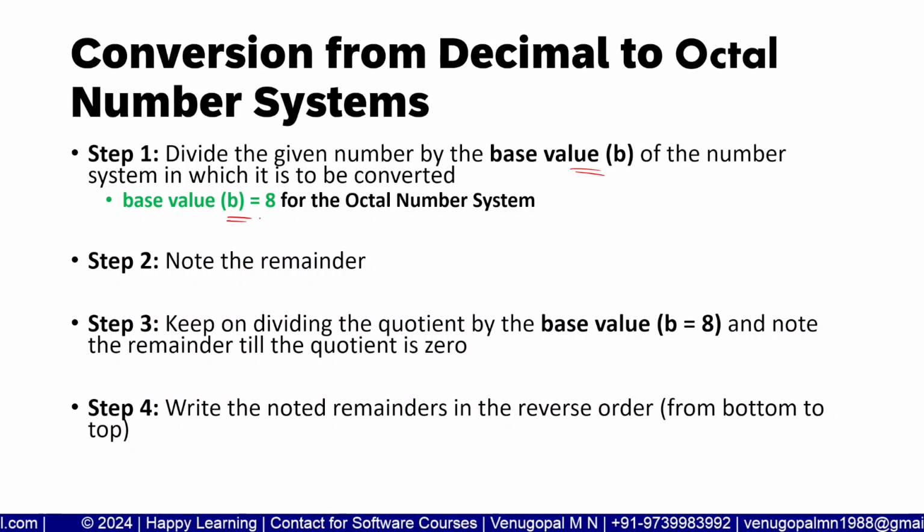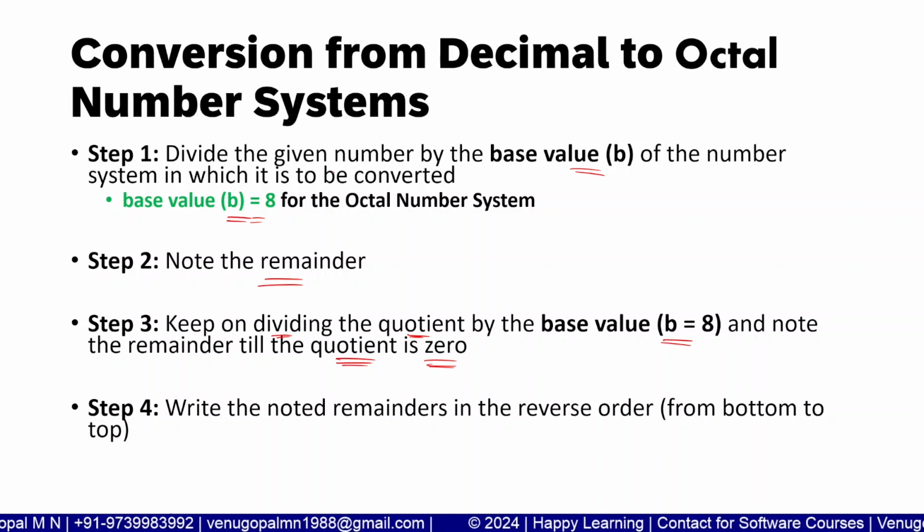In case of octal number system, the base value is 8, so we have to divide a given number by 8 and we have to note down the remainder. Step 2, then we have to keep on dividing the quotient of the previous step by base value, which is 8, and note down the remainder till the quotient is 0. This is very, very important.